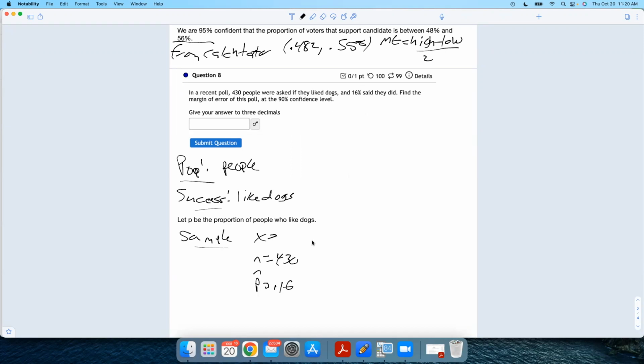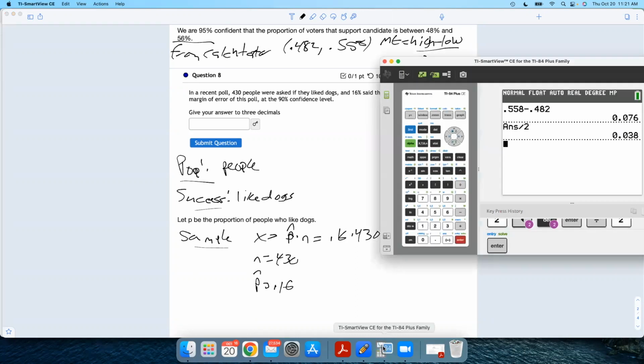Think about this for a minute. 16% of the sample said they like dogs. X is how many people said they like dogs, the actual number of people. What does the word of mean? 16% of 430, of means times. X is always P hat times N. So 0.16 times 430 is 68.8.